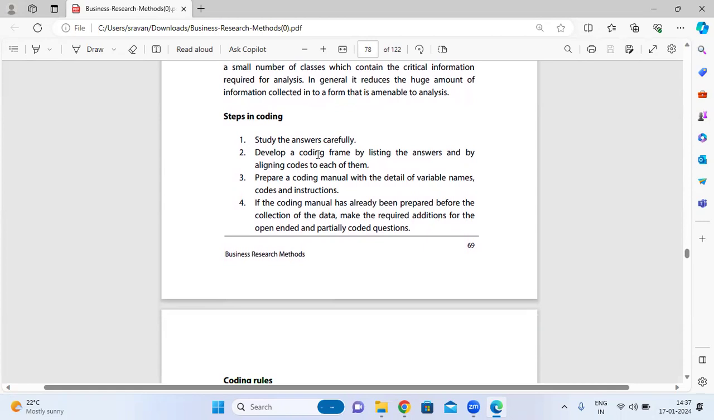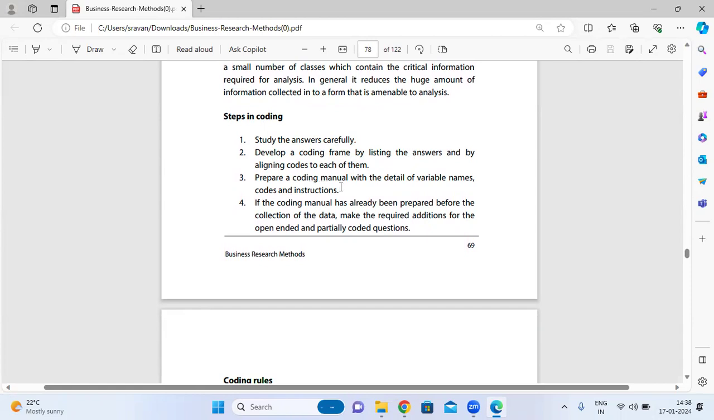Next, steps in encoding. First, study the answers carefully. Then develop a coding frame by listing the answers.